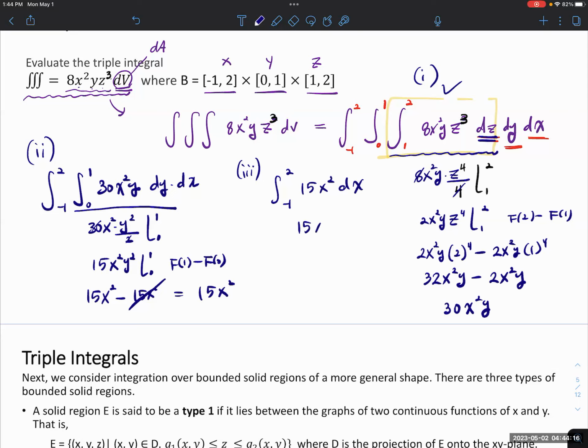So 15x to the third over 3 from negative 1 to 2. Cancel. 5x to the third, negative 1 to 2. So 5 times 2 to the third minus 5 times negative 1 to the third.